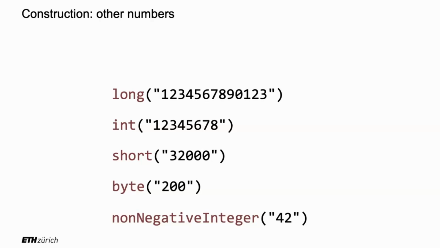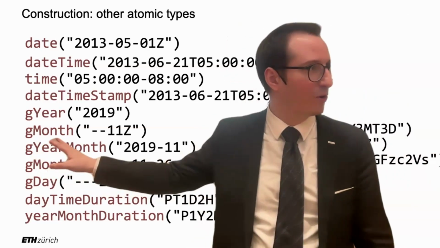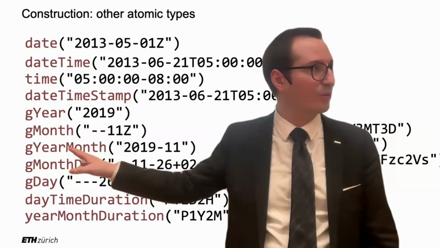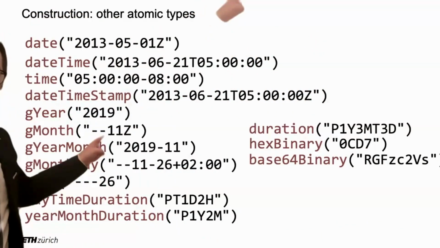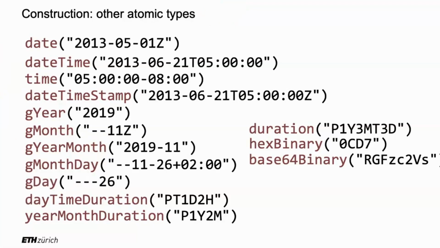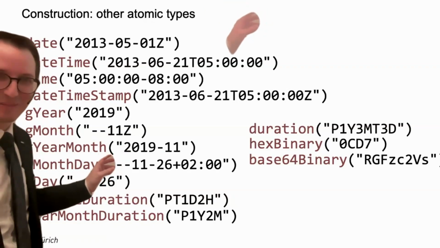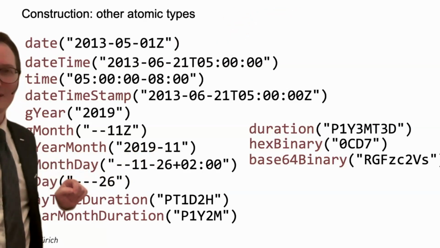Yes? On the previous slide, why do we have dashes for the gDay, I think it was? Yes, so these are really advanced. I put them in there for completeness because they exist. It's also part of the W3C XML Schema standard. What they mean is this is the month of November. This is the year 2019. Anyway, year month, basically November 2019 in here.